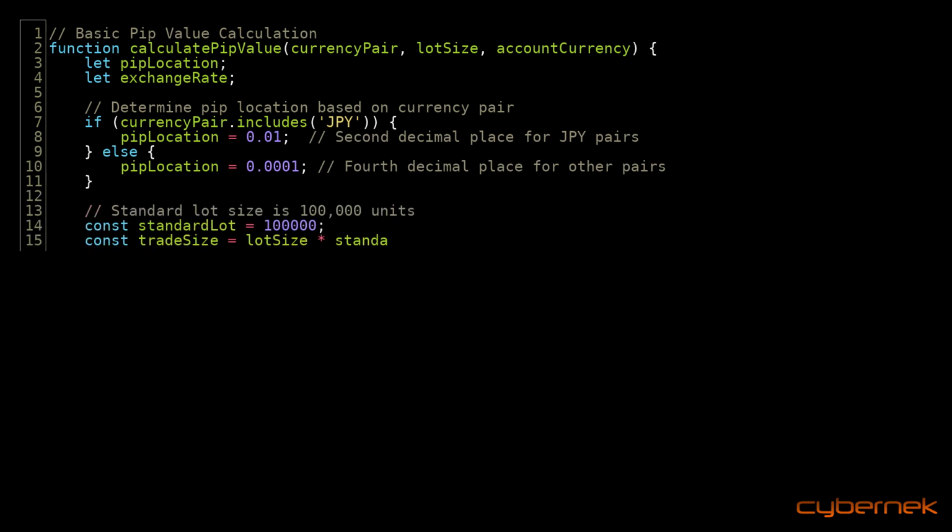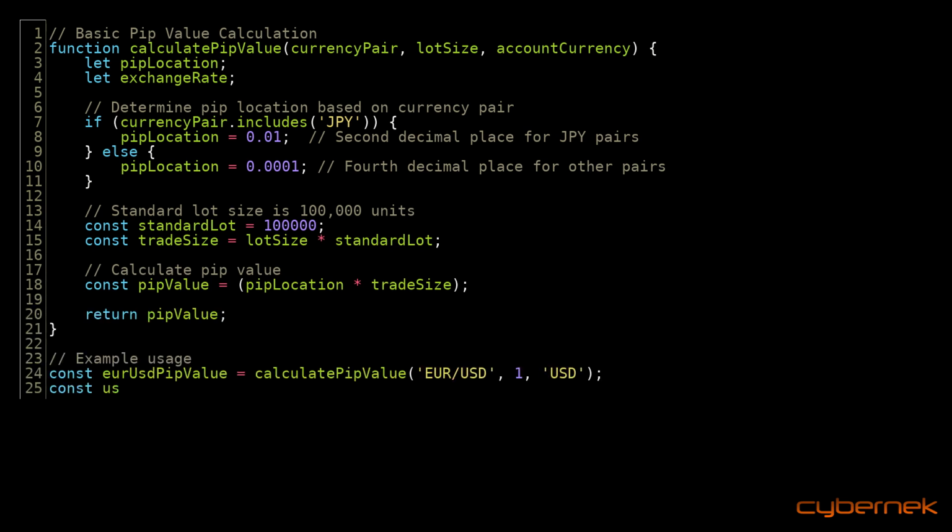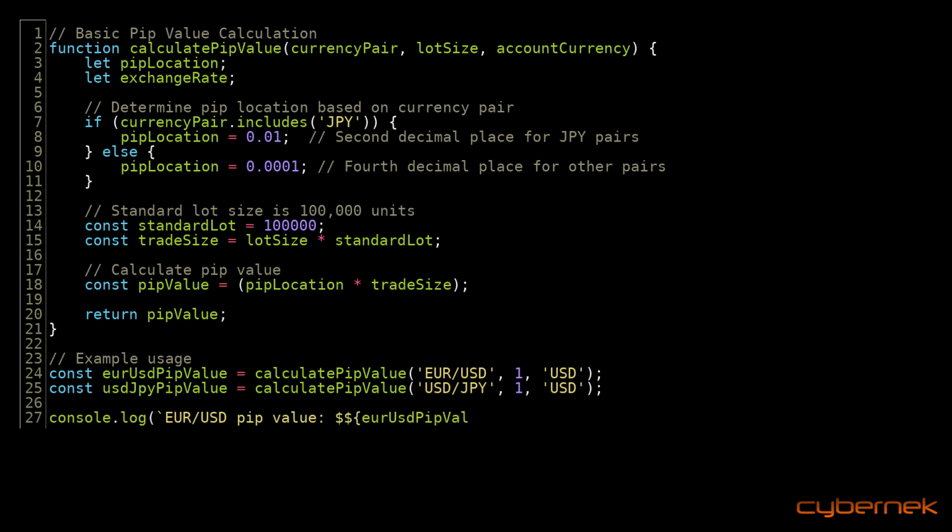The function then calculates the trade size by multiplying lot size with the standard lot size of 100,000 units. Finally, it calculates the pip value by multiplying pip location with trade size and returns the result. The example usage shows how to call the function for euro to US dollar and US dollar to Japanese yen pairs and log the results.